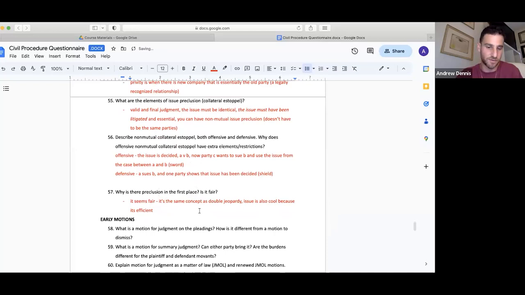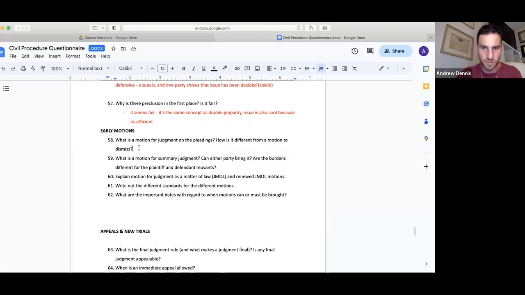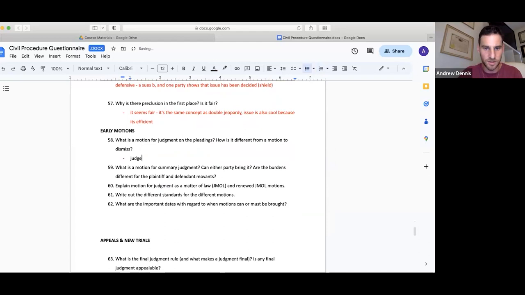All right, let's try and blow through these motions. What is a motion for judgment on the pleadings, and how is it different from a motion to dismiss? So judgment on the pleadings just means... how would you describe judgment on the pleadings?